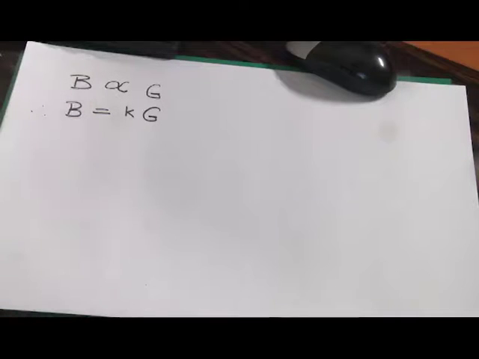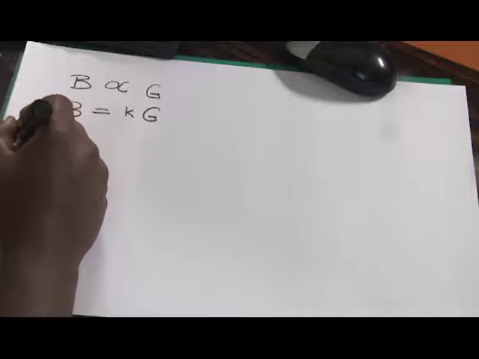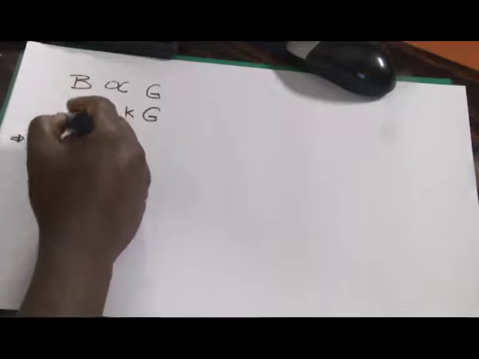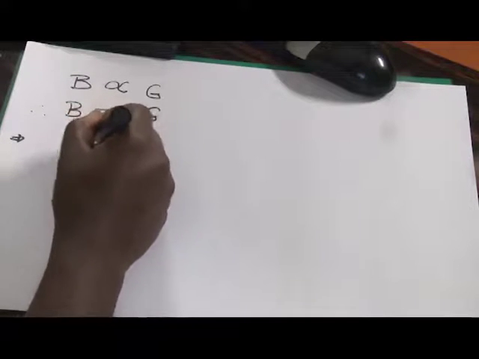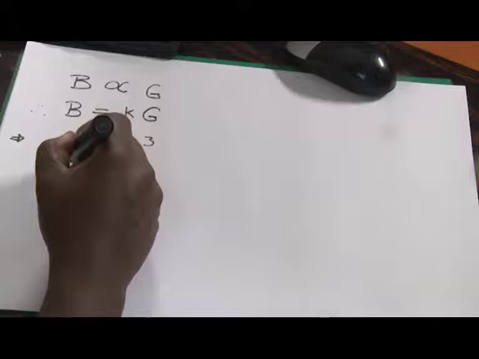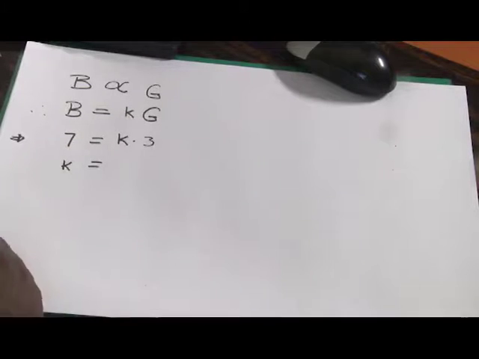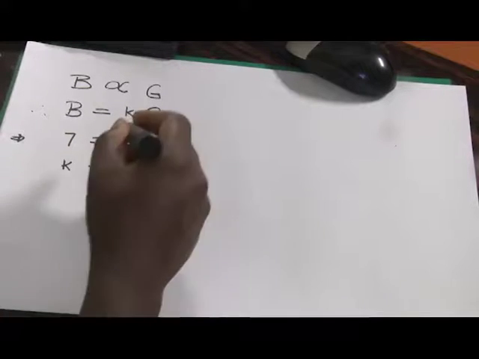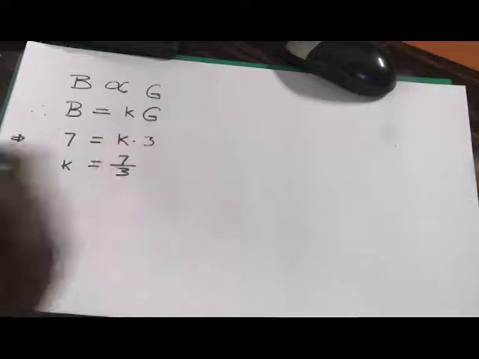We are given, for 3 eggs, we have 7 biscuits. So we can make use of that. We can now substitute in the formula. In the place of biscuits, we have 7. We don't know our K. And in the place of X, we have 3 times 3. Now, we can make K the subject of the formula. So we can divide both sides by 3. So we have 7 over 3. So that is our constant.